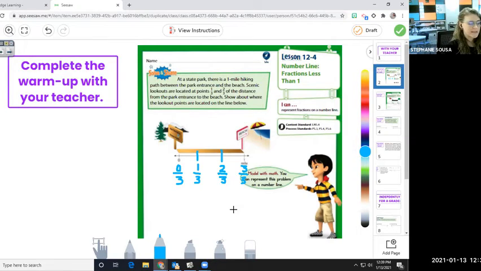Step 4, put a dot on the partition after the space. My dots go on 1 third and 2 thirds. So I'm going to put a big fat dot right here for the first lookout and a big fat dot right here on the second lookout. Our directions said show where the lookout points are located on the line below. Here are the 2 lookout points, there and there. So we are good to go on that one.